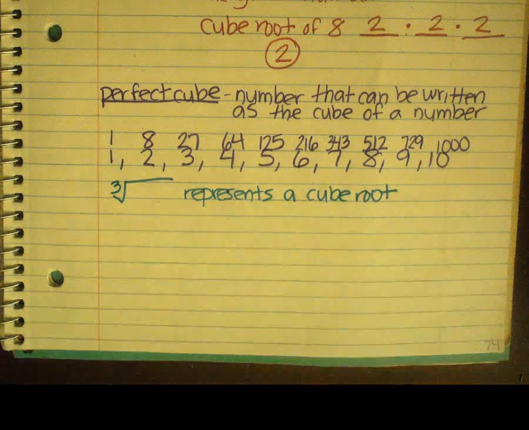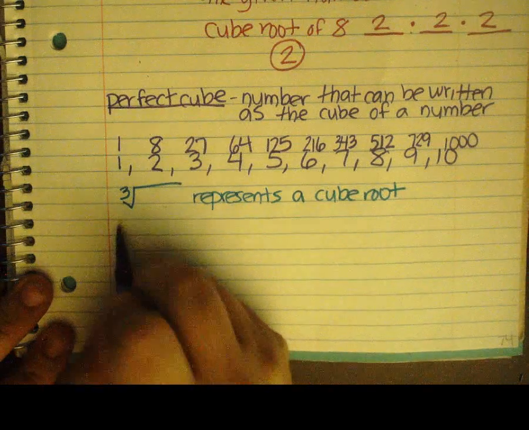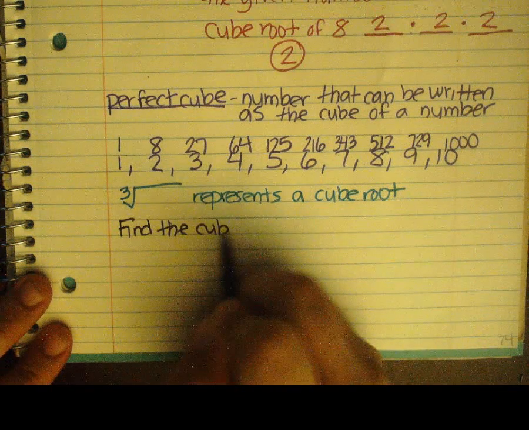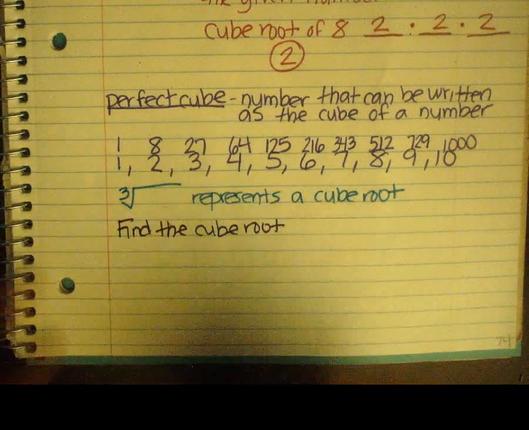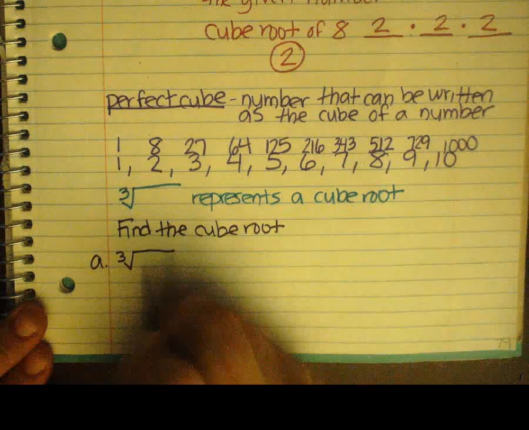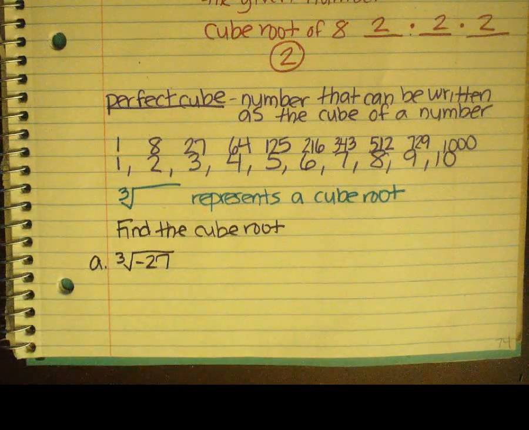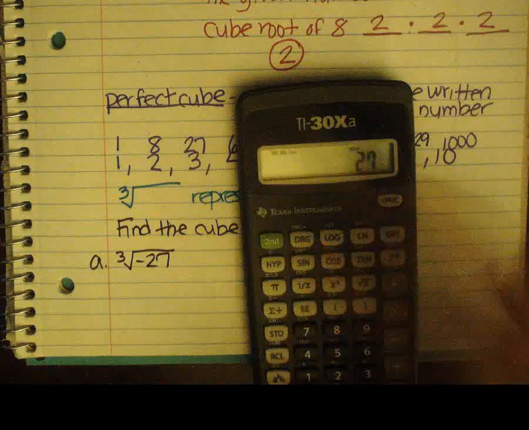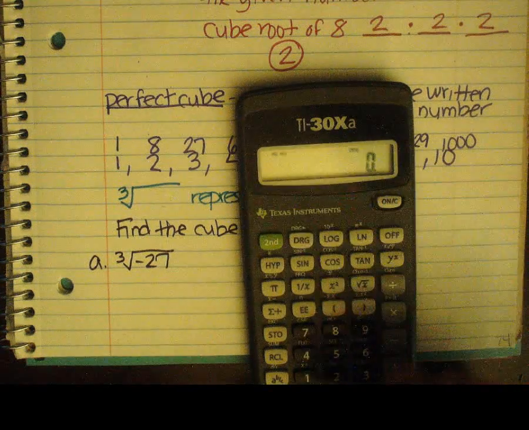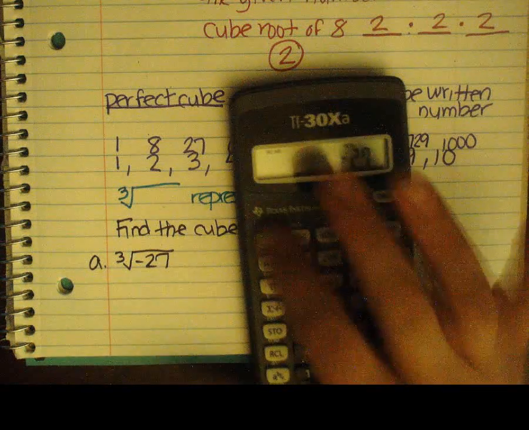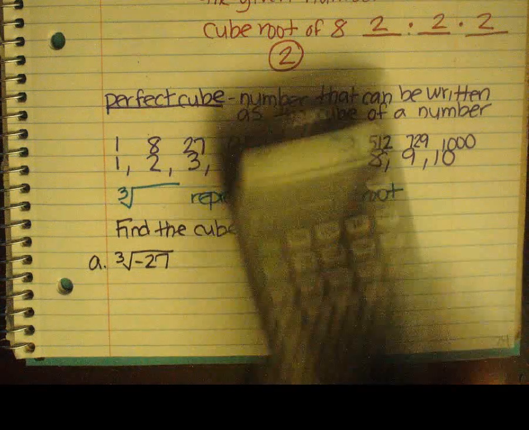So now we're going to find the cube root. For this one, guys, we could actually do negatives, because remember, it's 3 times. So, 27 negative, second, this button, the cube root is negative 3.